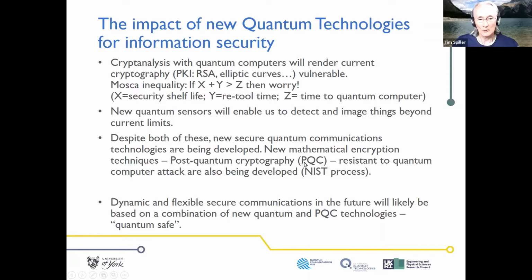So we've got two ways going forward. We've got secure quantum communications and we've got post-quantum cryptography. And I think the majority view now is that future secure communication systems will combine both of these two aspects. They will give us the optimum quantum safety in the future, that's being safe against attack from other quantum technologies. So that's the context of all the quantum technologies. I'm now going to move on and say a little bit about the UK national programme, just to position the Quantum Communications Hub, and then we'll talk about what the hub is doing.